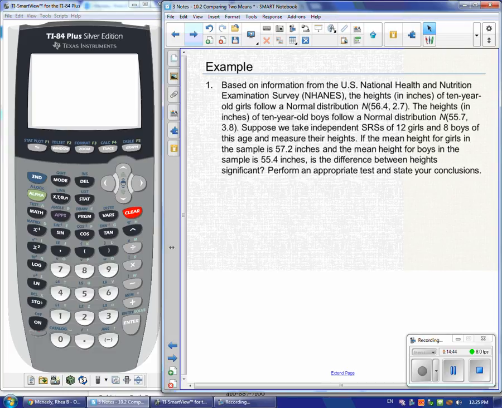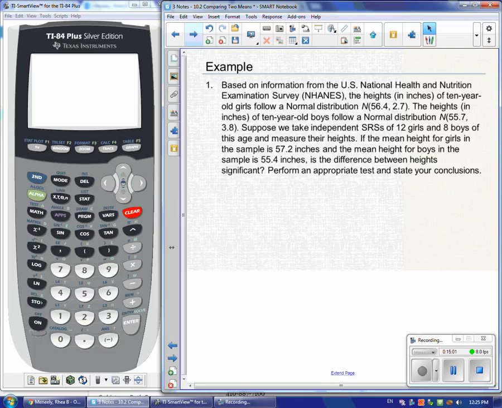Suppose we take independent SRSs of 12 girls and 8 boys of this age and measure their heights. If the mean height for girls in the sample is 57.2 inches and the mean height for boys in the sample is 55.4 inches, is the difference between the heights significant? Perform an appropriate test and state your conclusions.